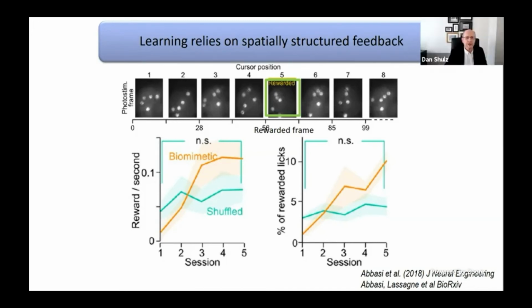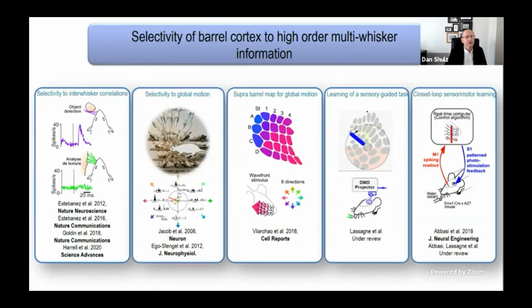Okay, so until now, to sum up, what I showed you is that there is selectivity in the barrel cortex to high-order multi-whisker information. These neurons respond to a wide repertoire of whisker movement features, and the animal, as I showed you here, can make use of this information to produce an overt behavior, and this sensory information is indeed needed in a closed-loop condition to produce optimal motor commands.